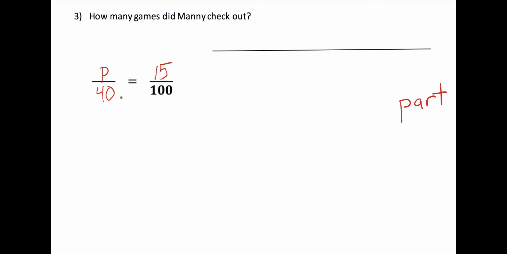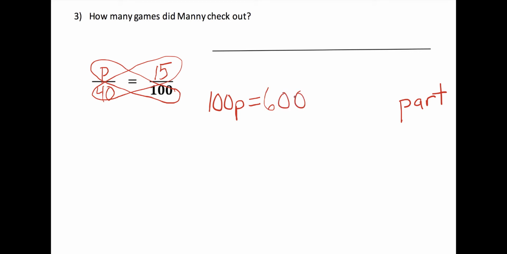And let's use the very same method that we've been using, where we multiply the numerator of one fraction with the denominator of the other fraction and do the same to the other one. So 100p is equal to what is 40 times 15? 40 times 15, if I'm not mistaken, is 600. Okay? 600.